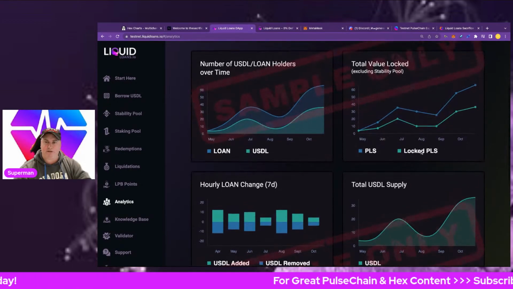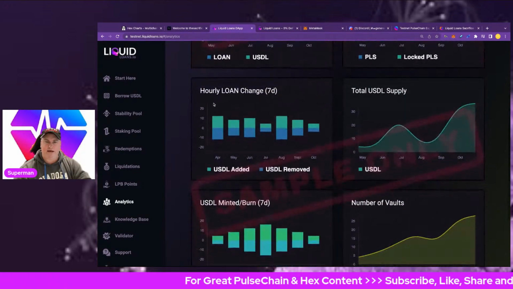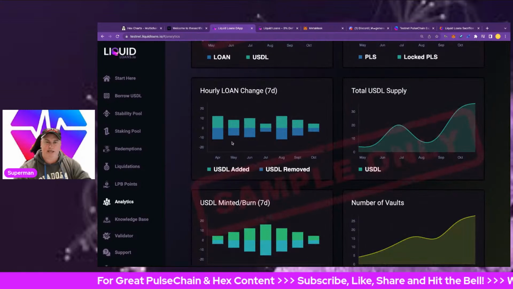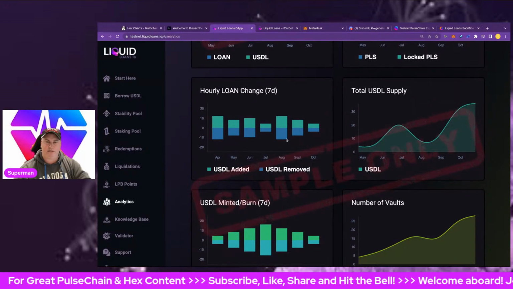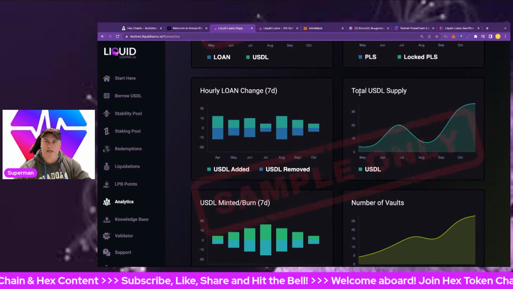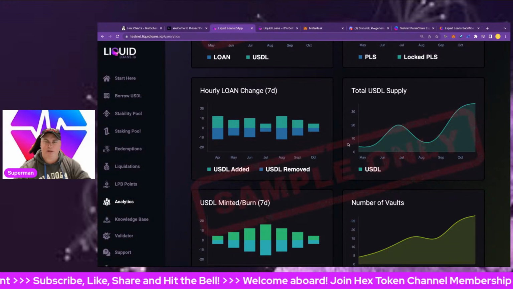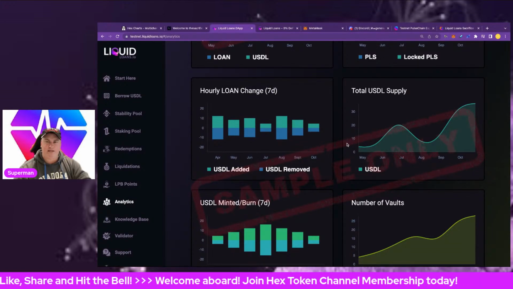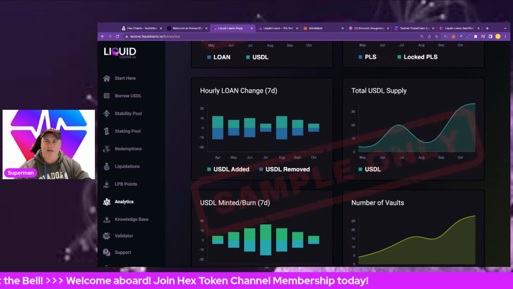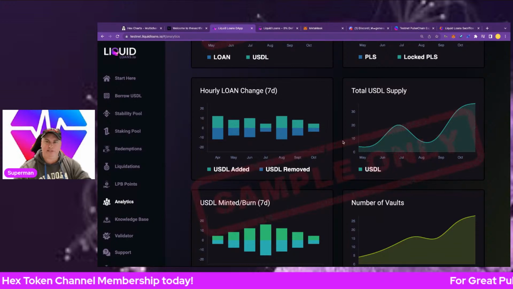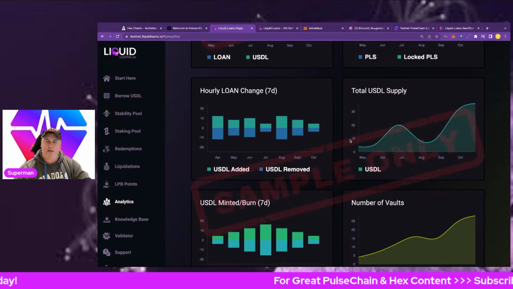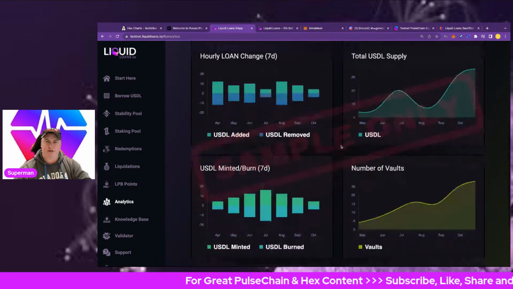PLS and locked PLS is going to be cool. We're going to have hourly loan change there: how much is added and removed from the loan, and of course the loan token there, and of course the total USDL supply as well. That's going to be fundamental. If you think USDL is going to be the principal DeFi stablecoin, and of course we need it for risk management and valuations and things like that, then this is going to be really, really critical. People being able to talk about this USDL supply, big time.